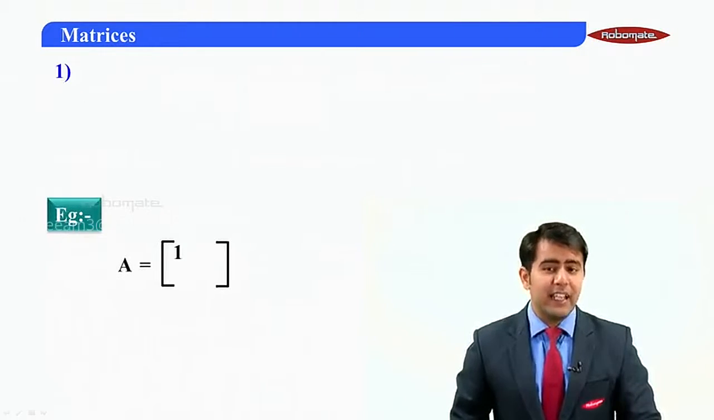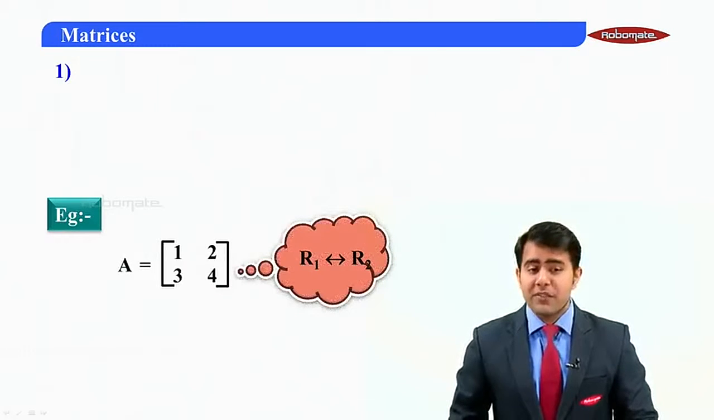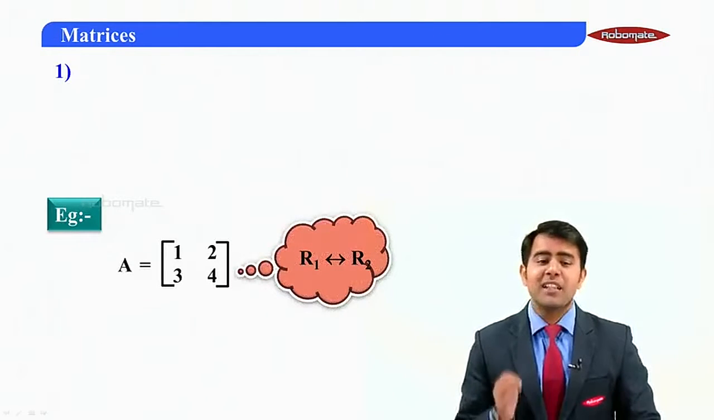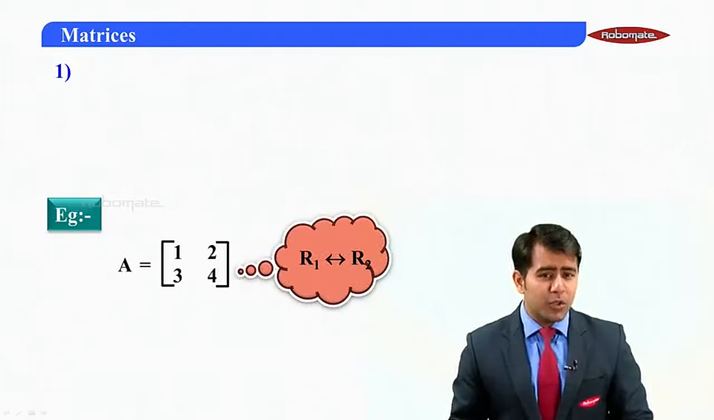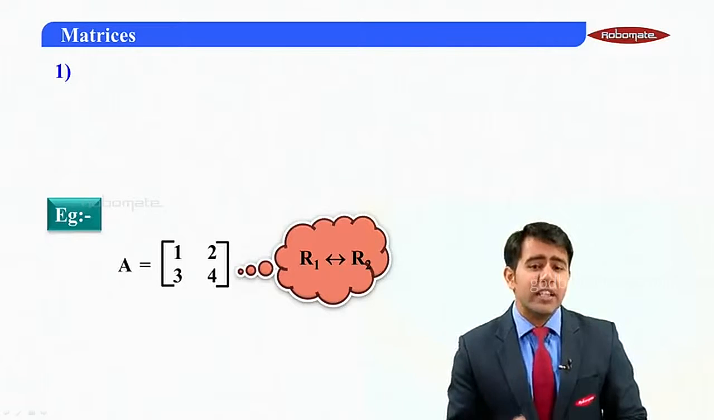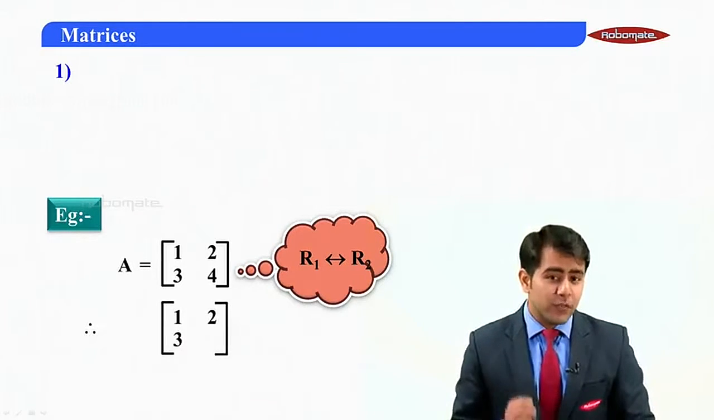I have a matrix A. The elements are as follows: 1, 2, 3 and 4. The operation which I am performing here is R1 interchanged with R2. So here what I want to do is interchange the elements of the rows. So this was the matrix which we have.